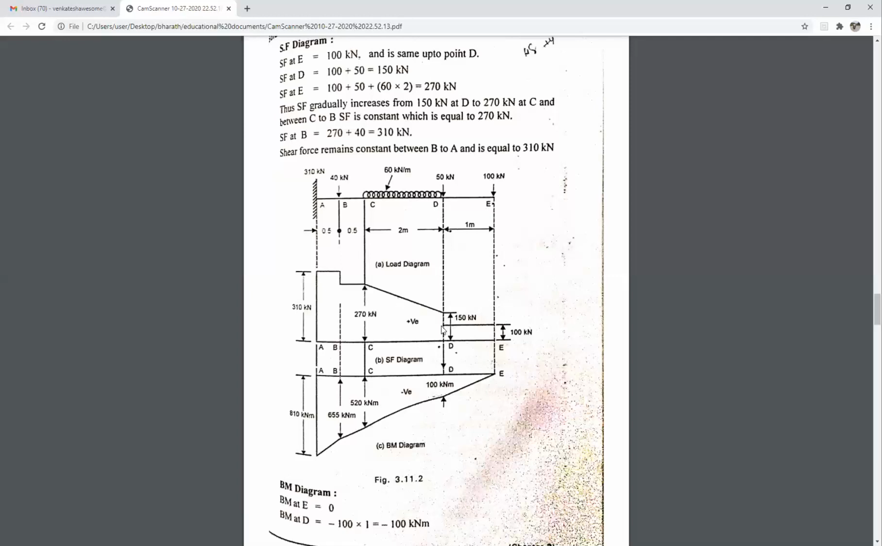Look at this point D also. From here we represent another 50 kilonewtons, which is represented by a straight line here. After this, from here to here the UDL will be there, which is an inclined line.